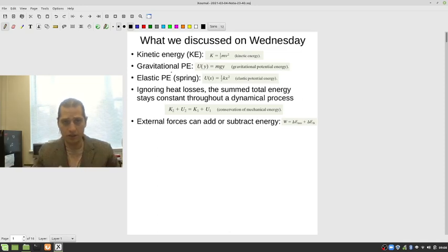So gravitational potential has to do with going from lower to higher. Elastic potential has to do with a spring going from being unstretched to being stretched. And what we do in this type of problem is we just add up all the types of energy, and set that equal to the sum of all the kinds of energy at the end. If there's no energy going in or out of our system, that makes it real easy to keep track of our variables throughout.